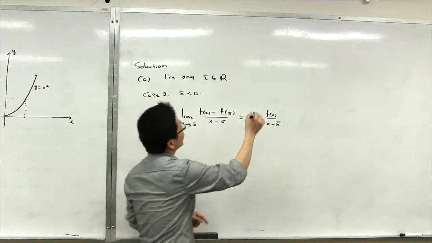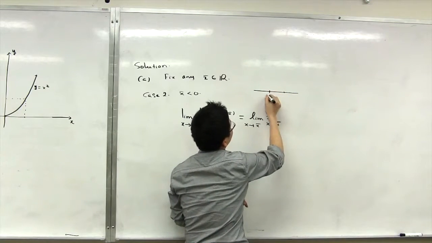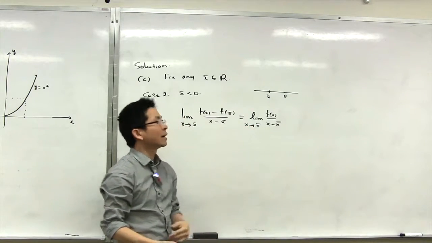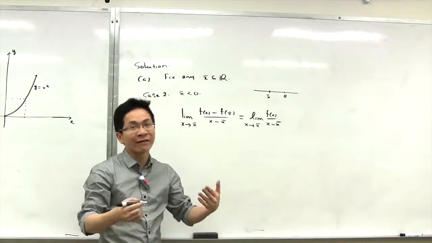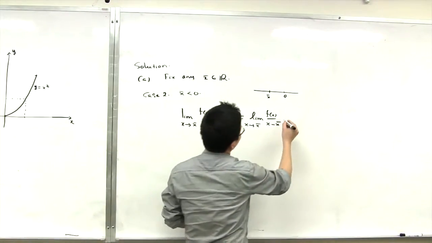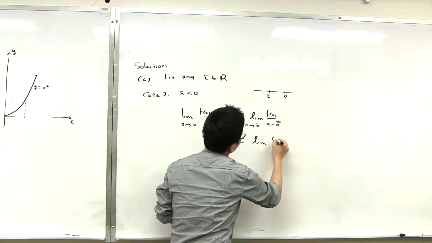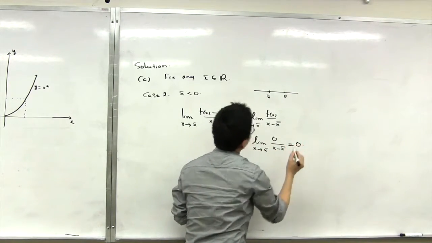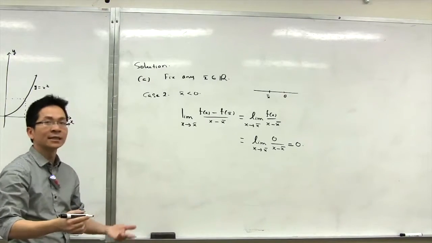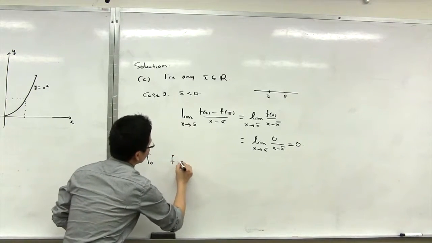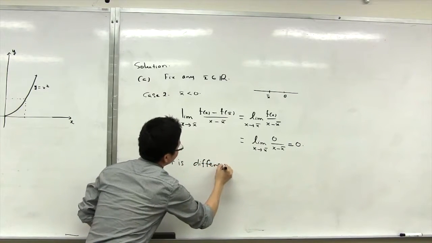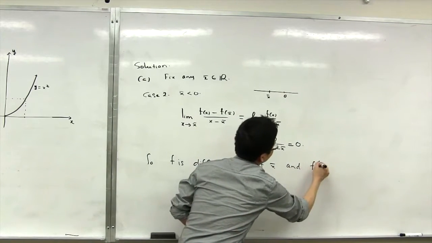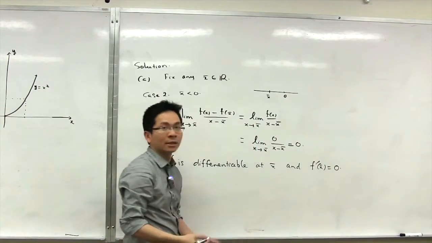And remember that x bar here is less than 0. So when x is sufficiently close to x bar, x is less than 0, so f of x is also 0. So in this case, this is the limit of 0 over x minus x bar as x approaches x bar. And this is just 0. So in this case, f is also differentiable at x bar, and the derivative of the function f at x bar is equal to 0.